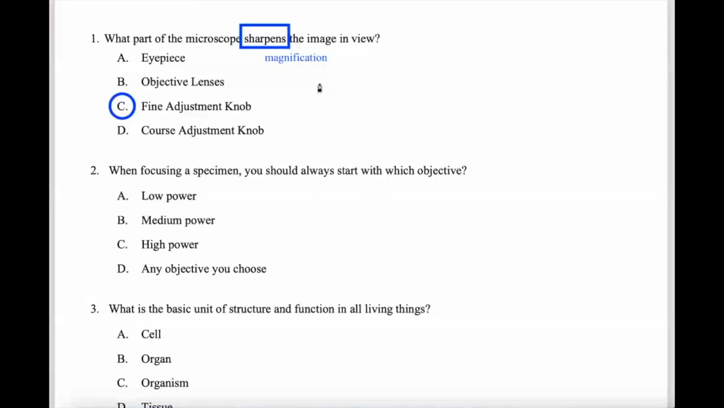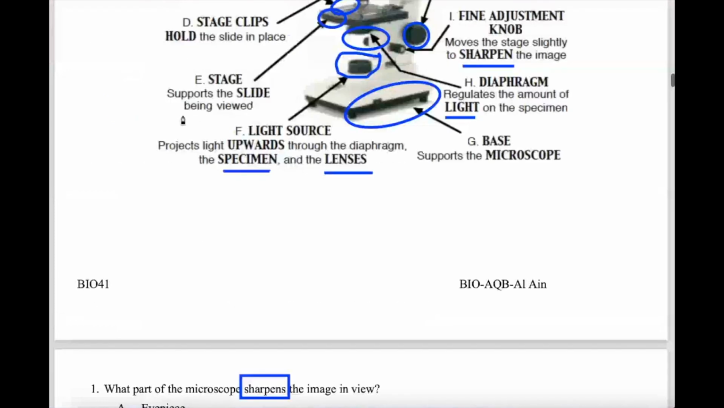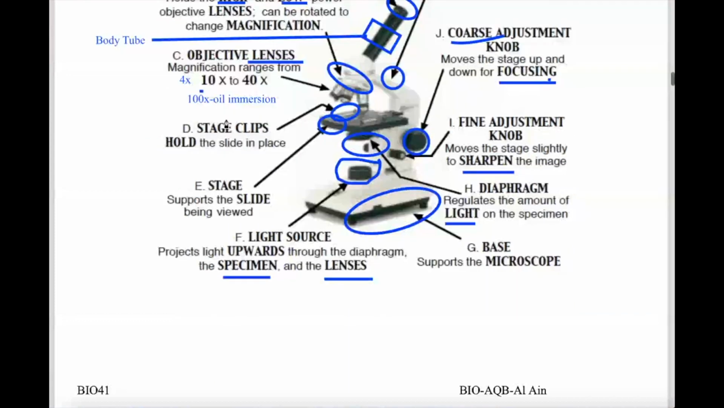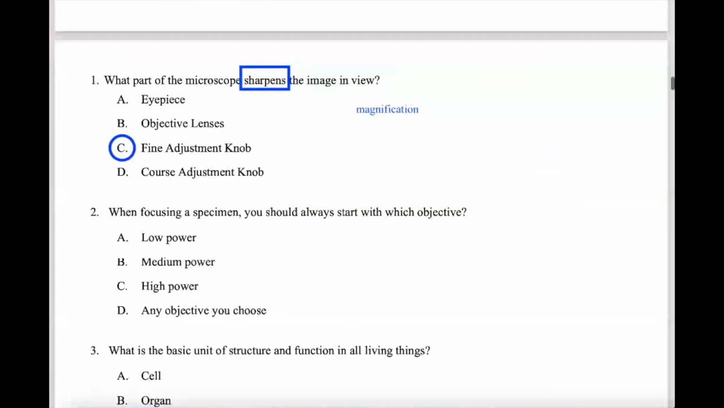Boys, think again. Which of the following is all except the fine adjustment? Objective lens. If you look back, what is written over here for the nose piece? Magnification, right? There is no magnification written with the coarse adjustment. Coarse adjustment is for focus, not for magnification. The magnification is only for the objective lenses and eyepiece.